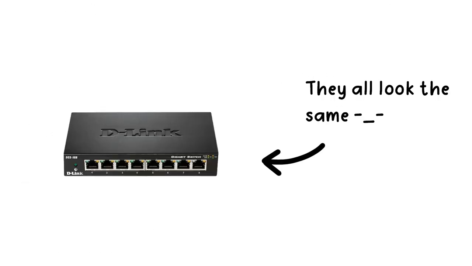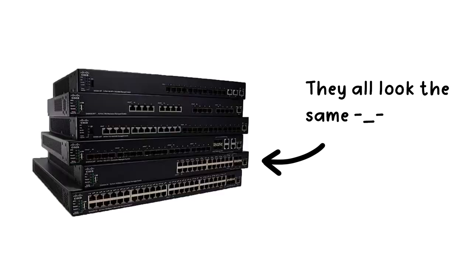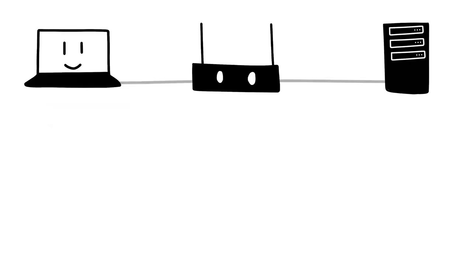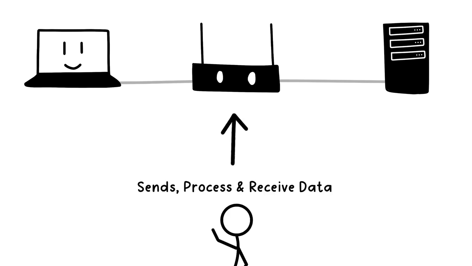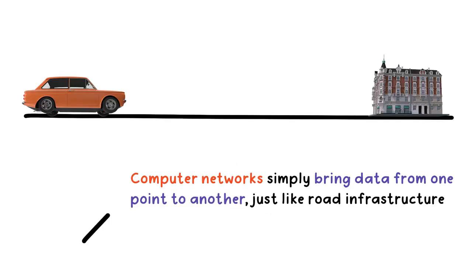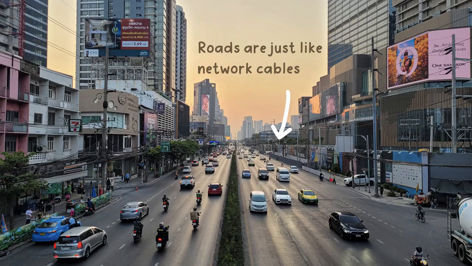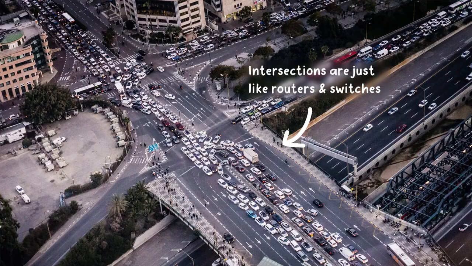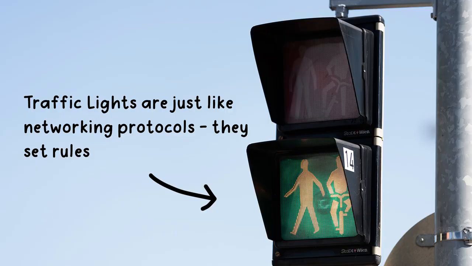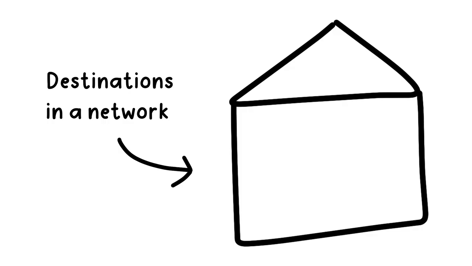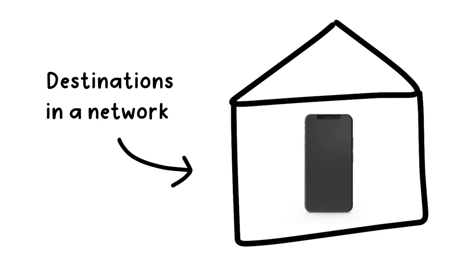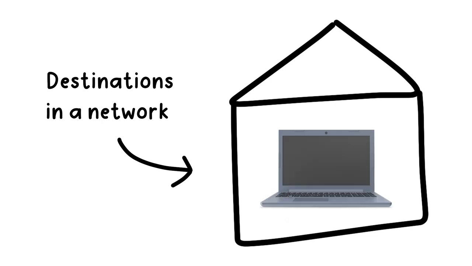Networking devices come in all shapes and sizes, and all kind of look the same. But fundamentally, they perform the same few tasks, which is either to send, receive, or to process data. Think of it like driving a car from one point to another. There are many different types of infrastructure that help facilitate that process, which are what computer networks are designed to do. The destinations are like the devices you use, your phones, laptops, or servers.